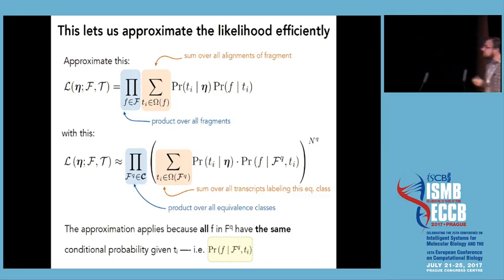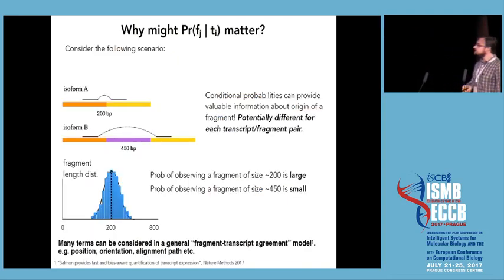And this is really what our paper is about. We're asking, how much does this matter? Does it make a difference? And can we improve on it if it does? So why might it make a difference? What's the intuition for this?